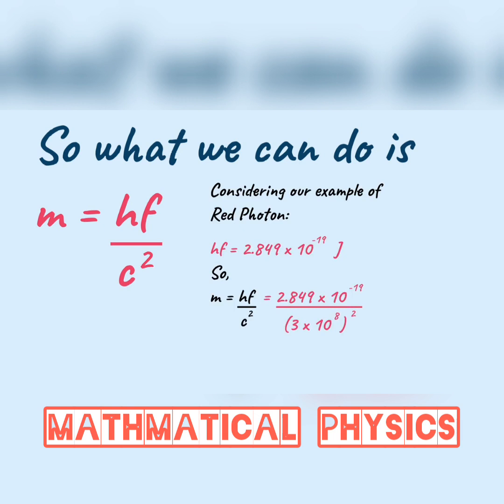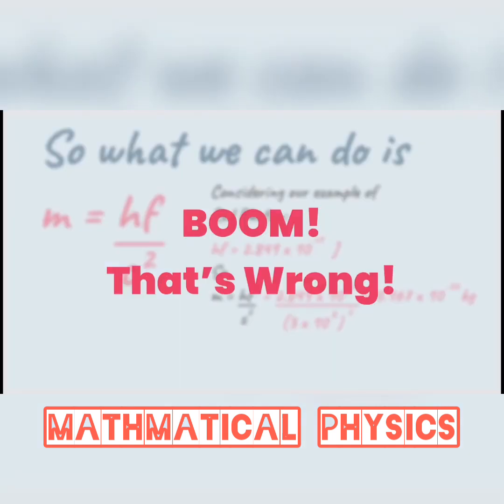So now if we consider our example of the red photon that we took earlier, we can just substitute the values of hf and c squared. We can write hf equals 2.849 into 10 to the power minus 19 joules and c squared equals 3 into 10 to the power 8, squared. And when we do the calculations, we get the final answer as 3.167 into 10 to the power minus 36 kilograms. Congratulations, you have just calculated the mass of a photon. Boom! That's wrong. Photons are massless, so we cannot calculate its mass.